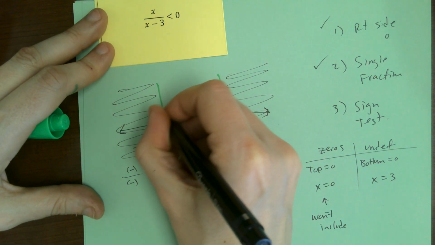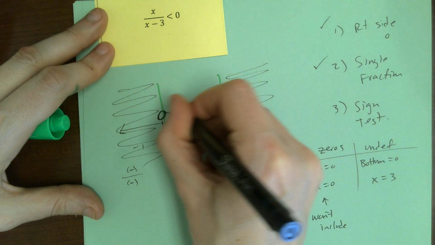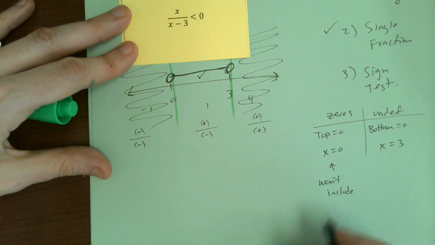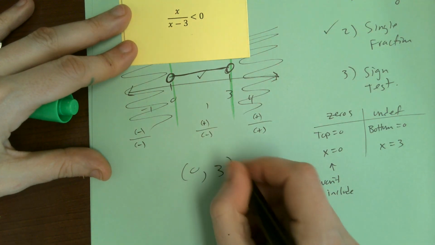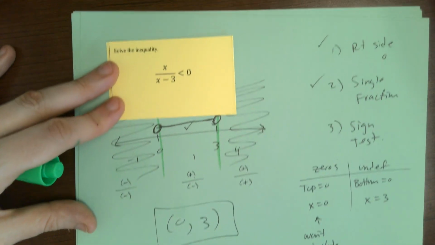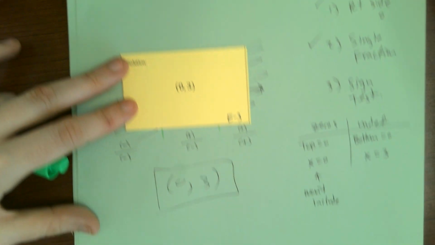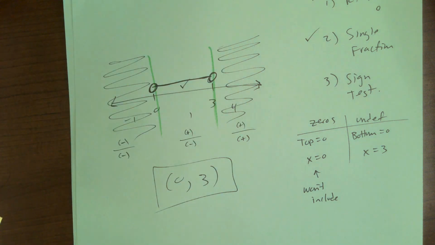So this is my solution on the number line: all of the numbers between 0 and 3, but not including them. And flip to the back, and there it is. Okay, I'll do this other one.